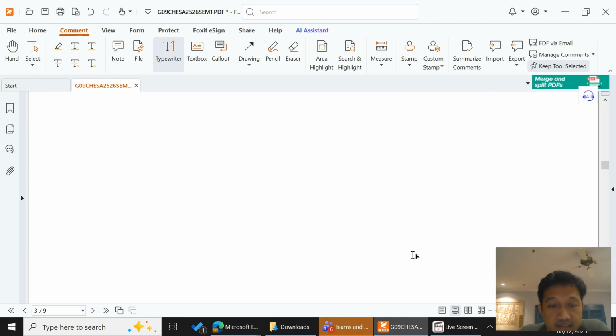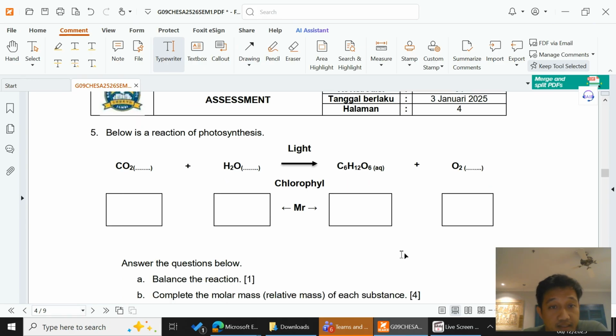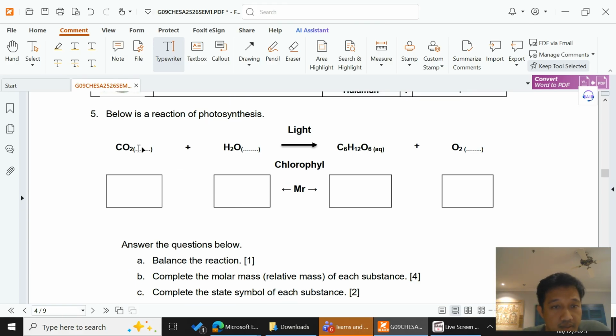Okay, next, let's continue with this reaction of photosynthesis. Where should we start? First we have to balance the equation. Let's start with H. Here we have 12H, here we have only 2H. If we multiply this with 6, we get 6 times 2H, 12H on the left and 12H on the right.